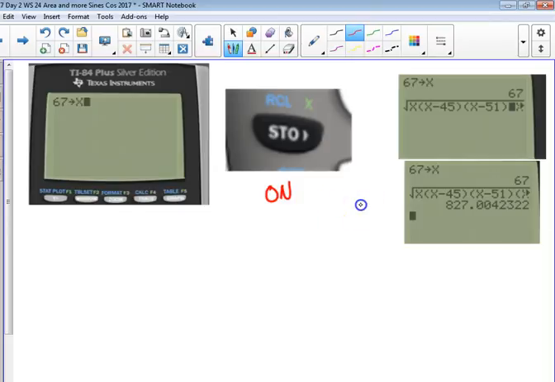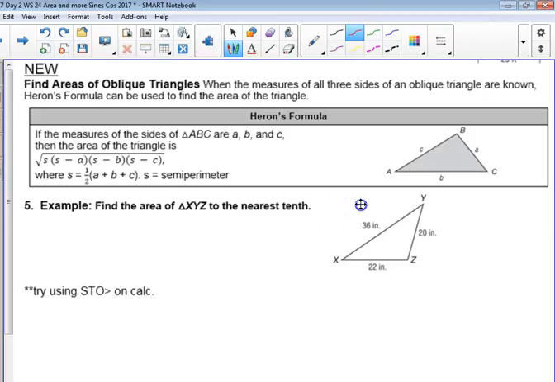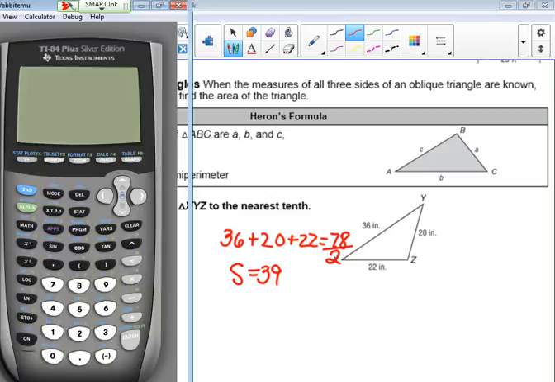So I'm going to actually go to this problem, I think. You guys have this number 5? Okay, let's find the semi-perimeter. So can you do 36 plus 20 plus 22? And that is 78, is that right? And then you cut that in half, so you get S is 39. So now let's store 39 in X.